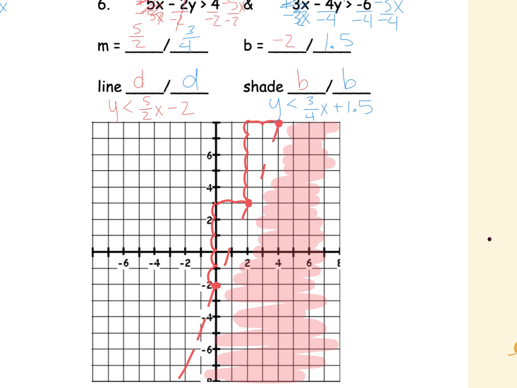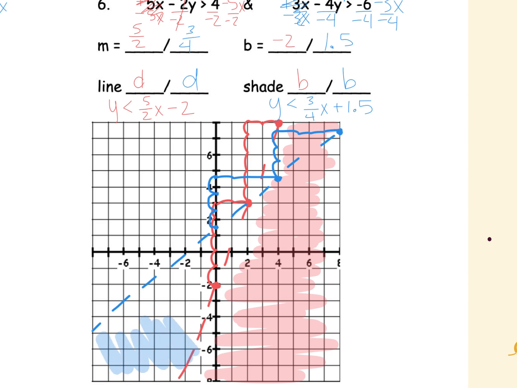So 1.5, I'm going to kind of guesstimate in between the 1 and the 2. Now for my 3 over 4, I'm going to count. Notice I went in between the 2 and the 3. That's up 3, over 4. Again, up 3, over 4. And it was dotted. And we are shading it below here also.